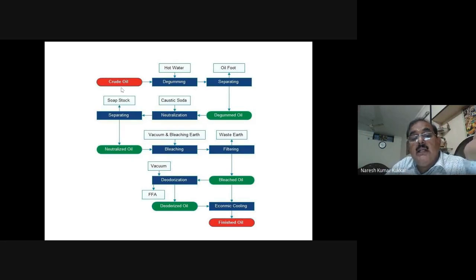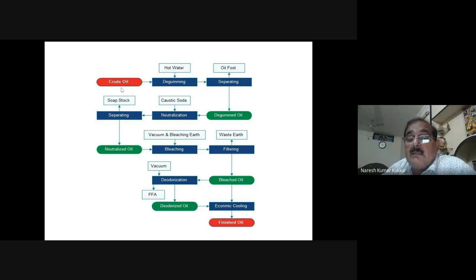Now, crude oil is taken, crude oil of any type. But normally in a refinery, they use palm oil, and sometimes, for good quality, refineries use sunflower oil and rice bran oil. Other basic oils are also used, but mainly for higher production, palm oil, sunflower oil and rice bran oil are used. Now degumming is done.